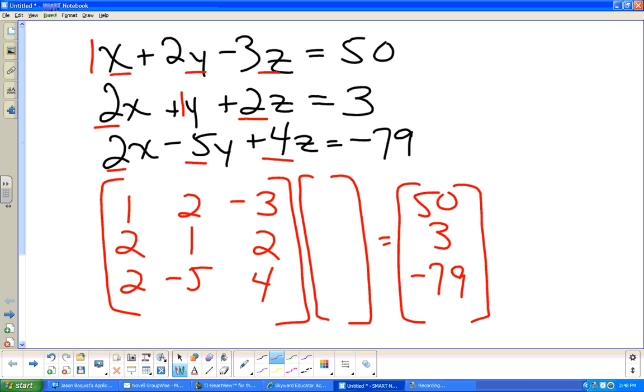And what would the point matrix be for this one? Yes? X, Y, Z. And does it have to always be alphabetical? Yeah, it helps us, it makes it easier to understand. But it's whatever order these came in. X, Y, Z. Because if I take this top row here, which is 1, 2, -3, times x, y, and z, I get 1x plus 2y minus 3z. It actually gives me that top equation, right?